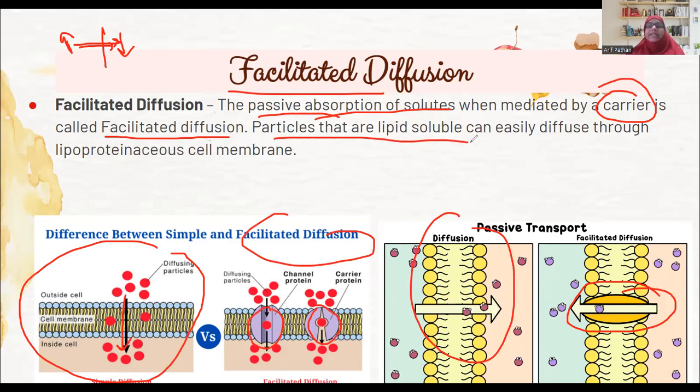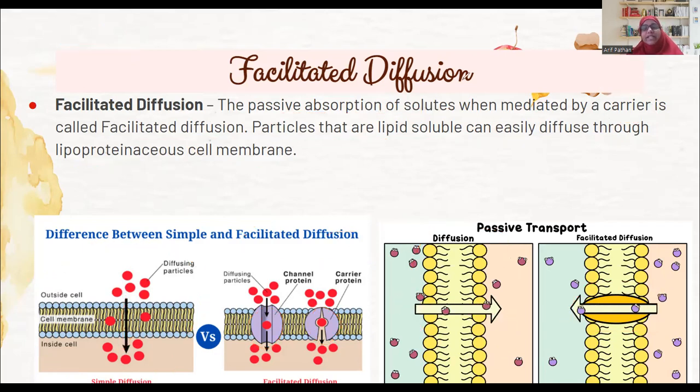Particles that are lipid soluble can easily diffuse through the lipoproteinous membrane. We have discussed this in detail in lower standards, in the 11th standard, when we were discussing the lipid bilayer. Go and revise that topic first if you have certain doubts, and you will understand this in a better manner.